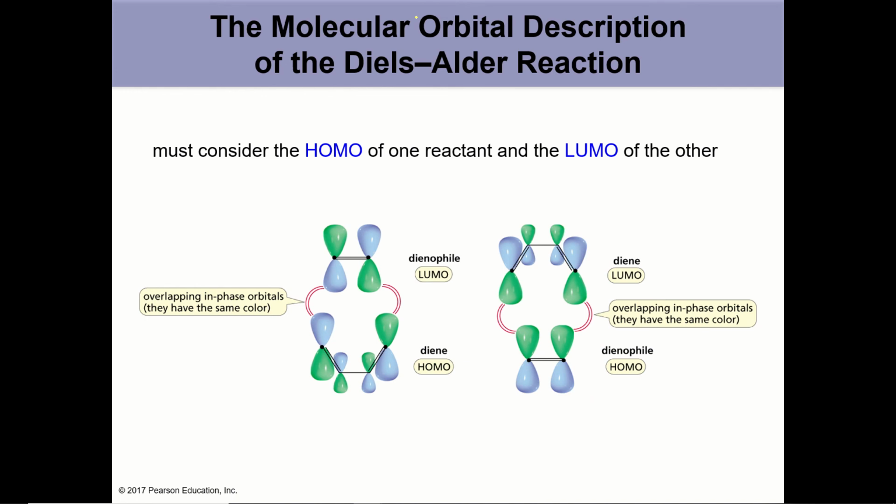So the reason that the Diels-Alder reaction occurs is the alignment of molecular orbitals. So we have either that the dienophile's lowest unoccupied molecular orbital reacts with the diene's highest occupied molecular orbital. And what happens is that when electrons are transferred between the HOMO and the LUMO, the carbons that the electrons are transferred to must be in phase.